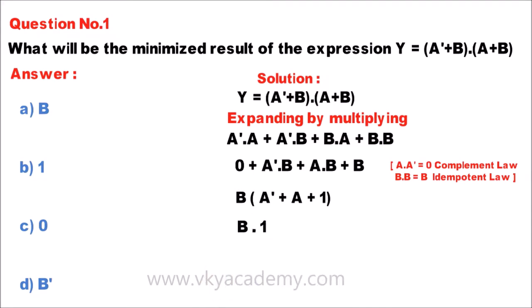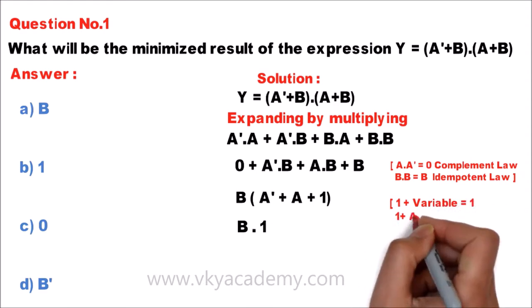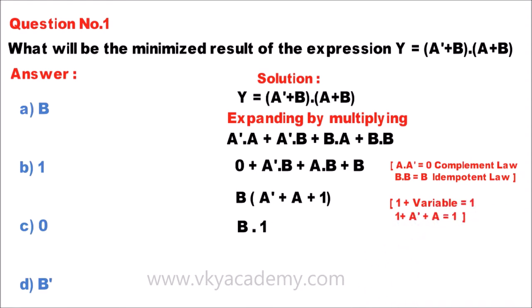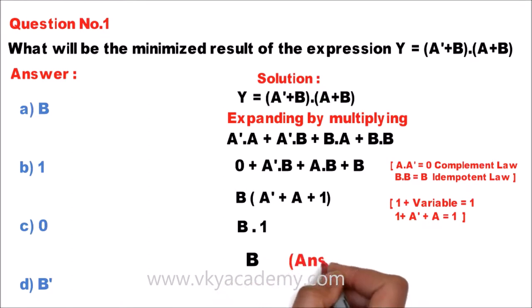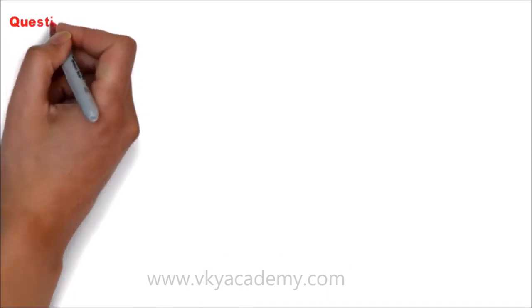Now you can take b common and the equation will be b dot (a complement plus a plus 1). Now 1 plus any variable is always equal to 1 and the final result will be b. So the option will be the first one. Now let us see the second question.